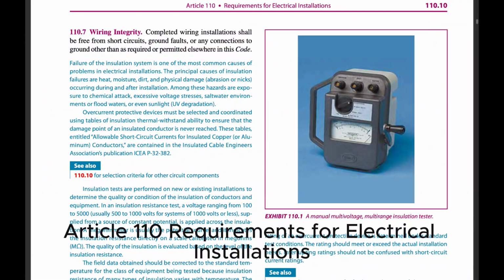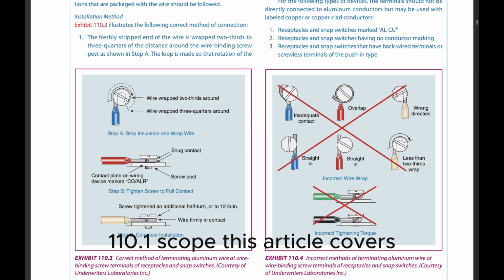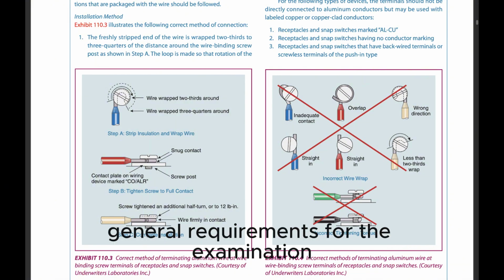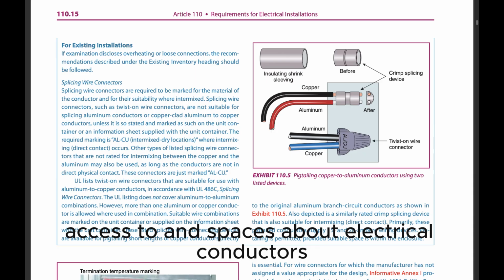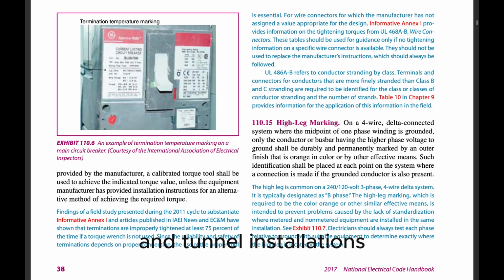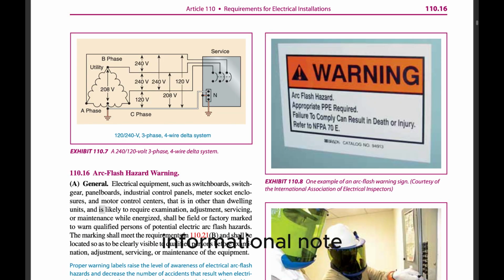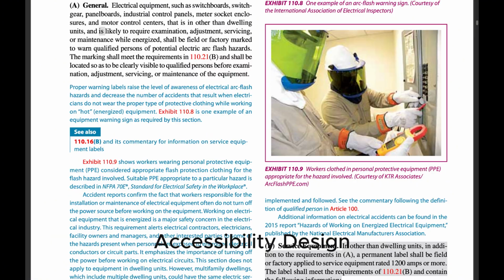Article 110 Requirements for Electrical Installations. 110.1 Scope. This article covers general requirements for the examination and approval, installation and use, access to and spaces about electrical conductors and equipment, enclosures intended for personnel entry, and tunnel installations. Informational note: See informative Annex J for information regarding ADA accessibility design.